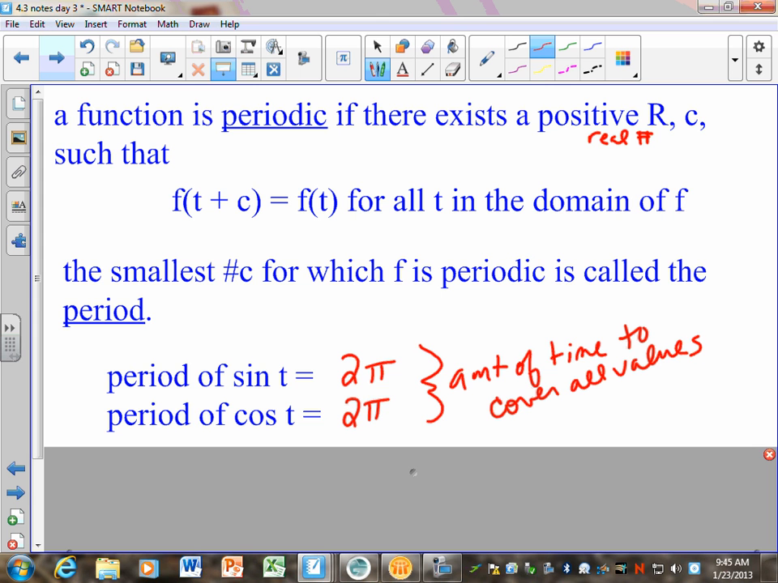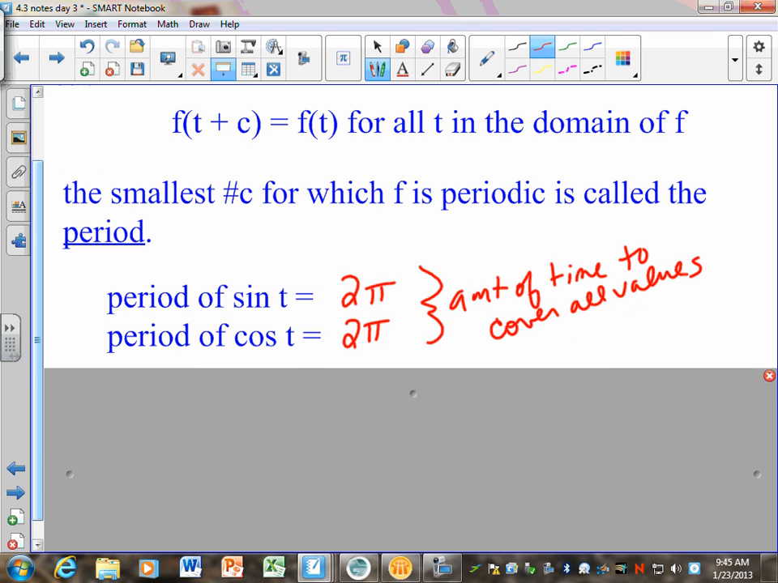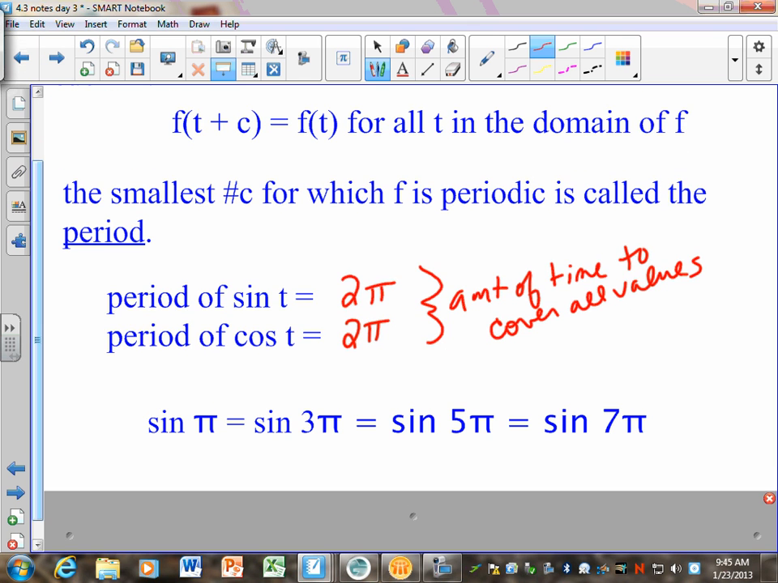And we've talked about this a lot. You can always just add or subtract 2 pi. But just to remind you, I gave an example here. Sine of pi is always going to be the same as sine of 3 pi, because how did I get from there to there? I just added 2 pi. And I could add 2 pi again. It's going to be the same as the sine of 5 pi. It's going to be the same as the sine of 7 pi.